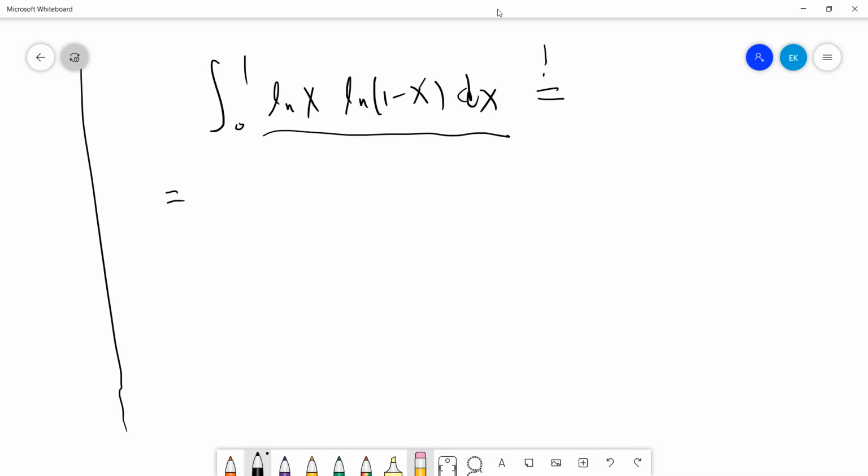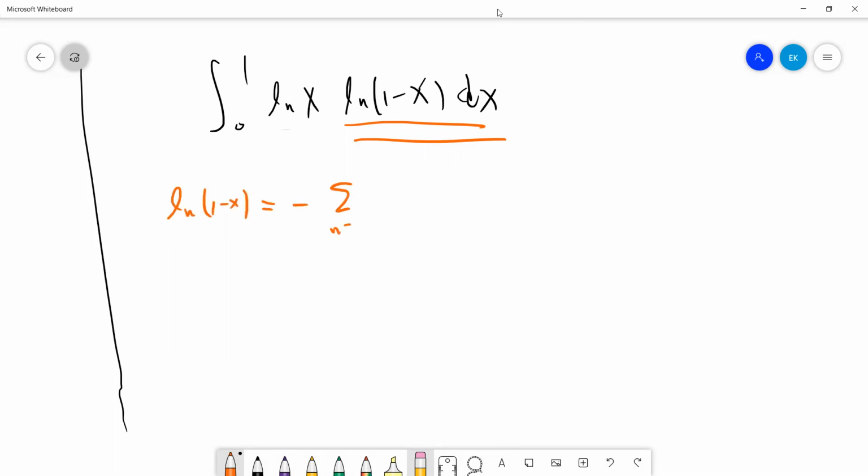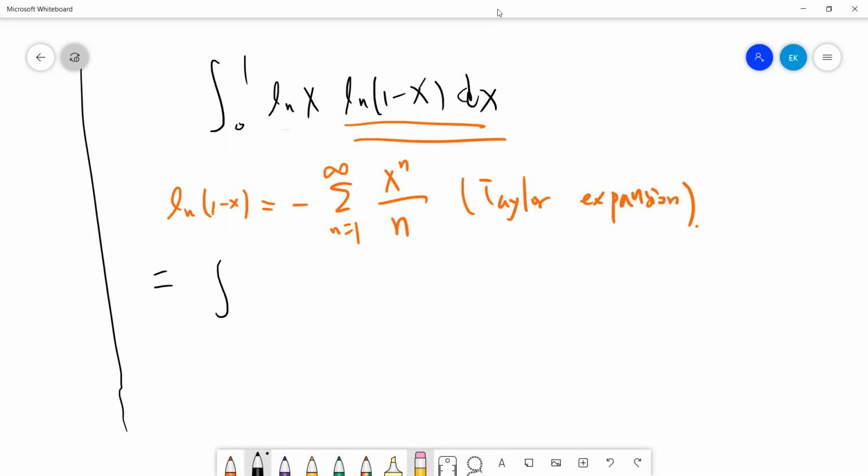So let's start. In order to do this, you can try to solve it by complex integration, but I guess it's hard. So one idea is to use the Taylor expansion on this part. Just recall that ln(1 minus x) equals minus the sum from n equals 1 to infinity of x^n divided by n. This is the Taylor series, which is the calculus part, so it should be trivial. So we get the integral from 0 to 1 of ln x times minus x^n divided by n dx.